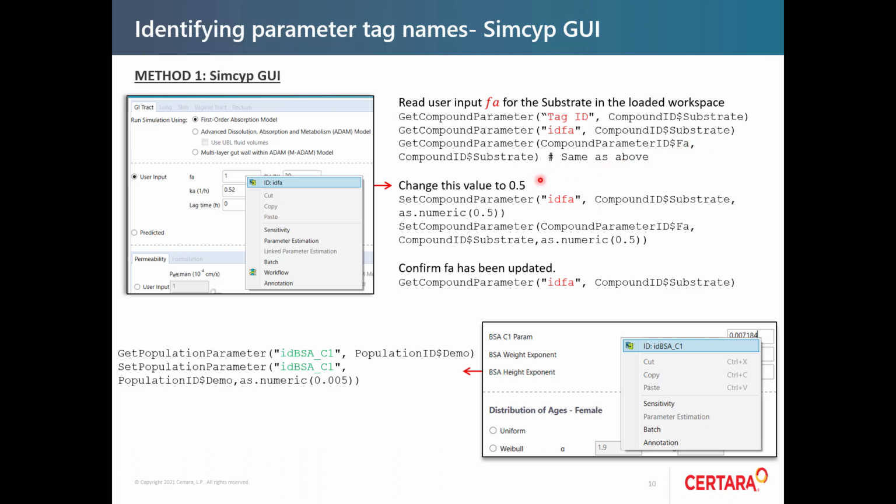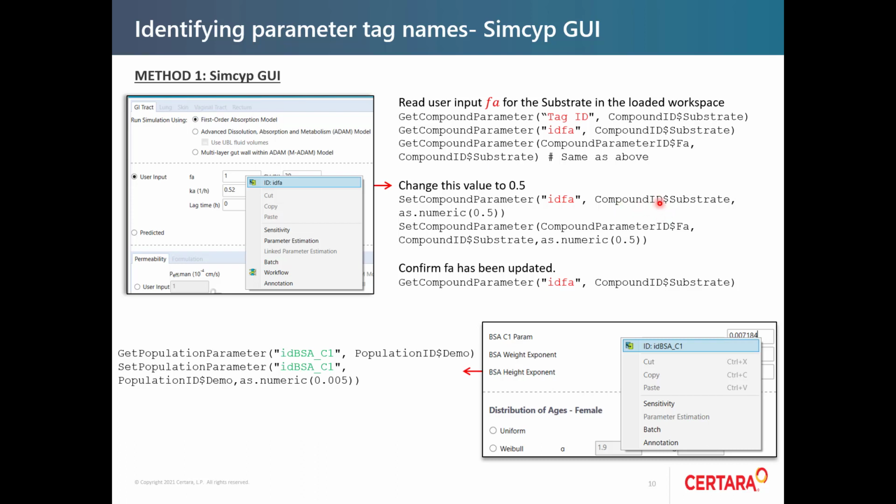Once that is done, you may choose that you want to change this FA value. To change the FA value, we use the function called setCompoundParameter. For this function, you also need to specify the tag ID. So the tag ID remains the same. Then you also need to specify which compound you want to change.